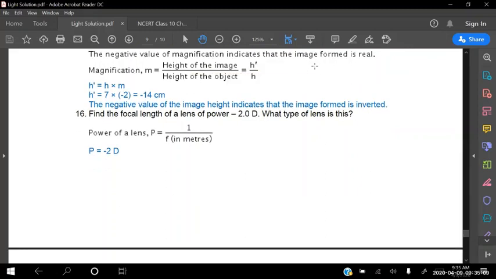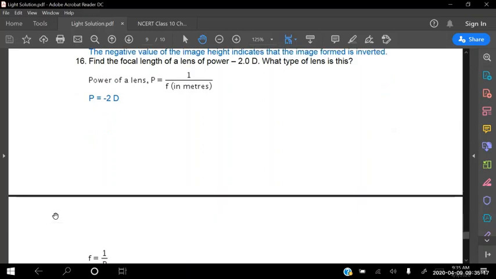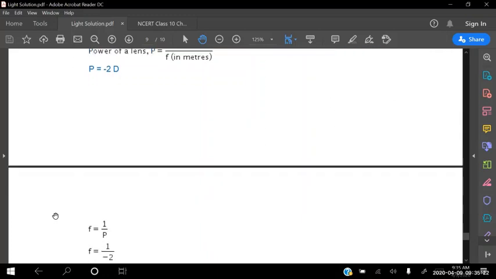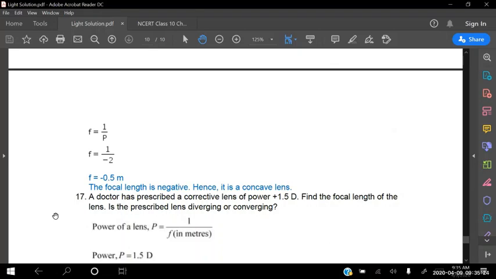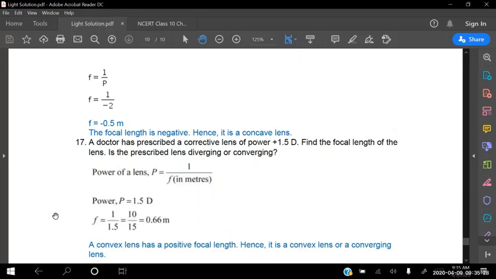Find the focal length of a lens of power -2 diopter. What type of lens is this? Minus sign shows it is a concave lens. Power is to be taken as 1/f, so it will be 1/2. This is a negative focal length, so this is the answer. Very simple questions are there.